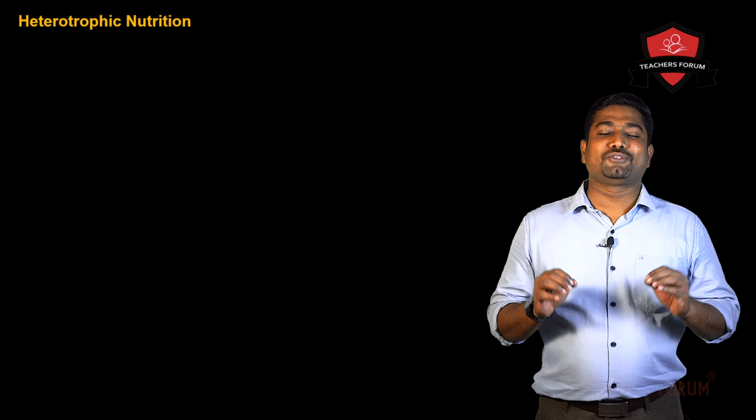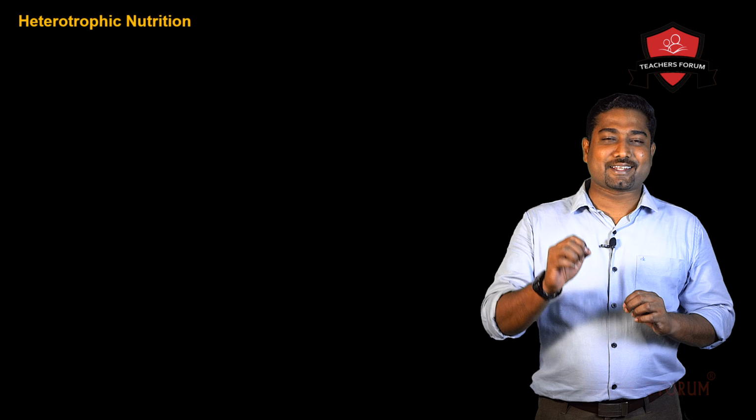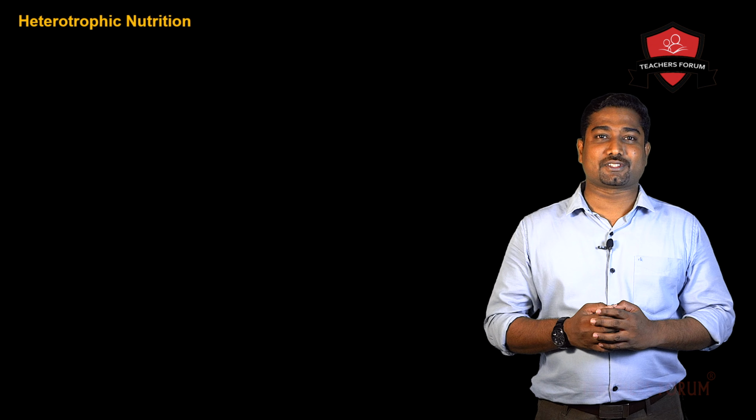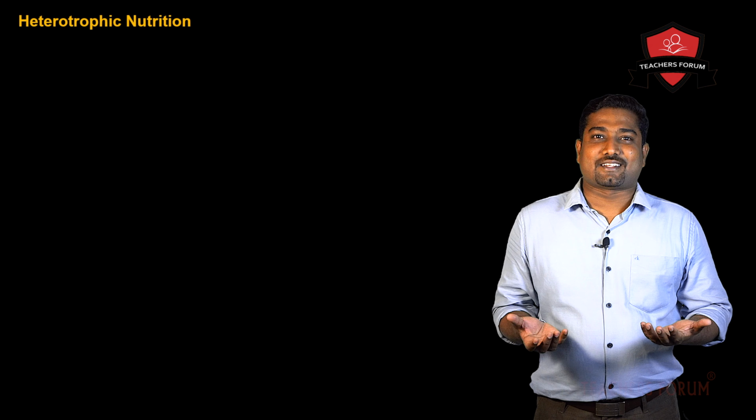Moving to heterotrophic nutrition. In this mode of nutrition, organisms cannot synthesize their own food. They have to depend directly or indirectly on the producers. As the name indicates, hetero means different, trophic means nourishing.